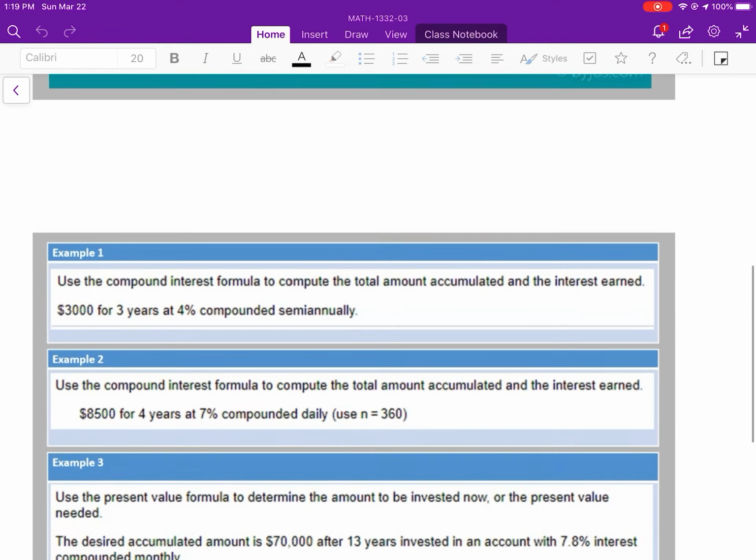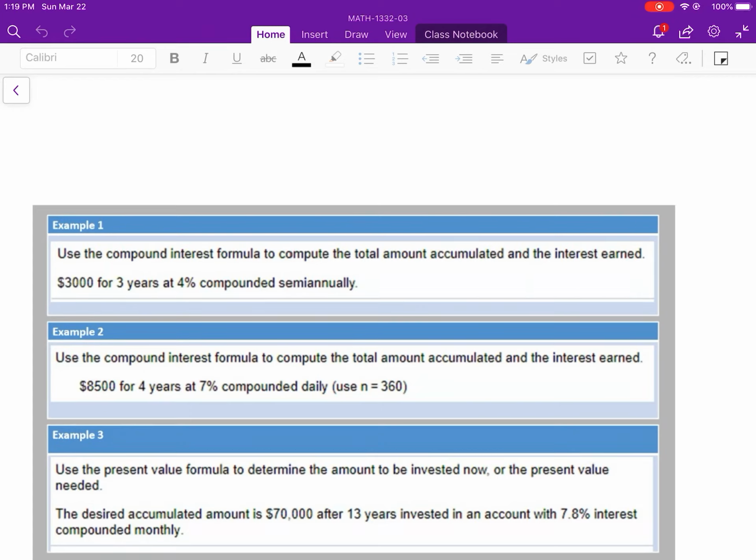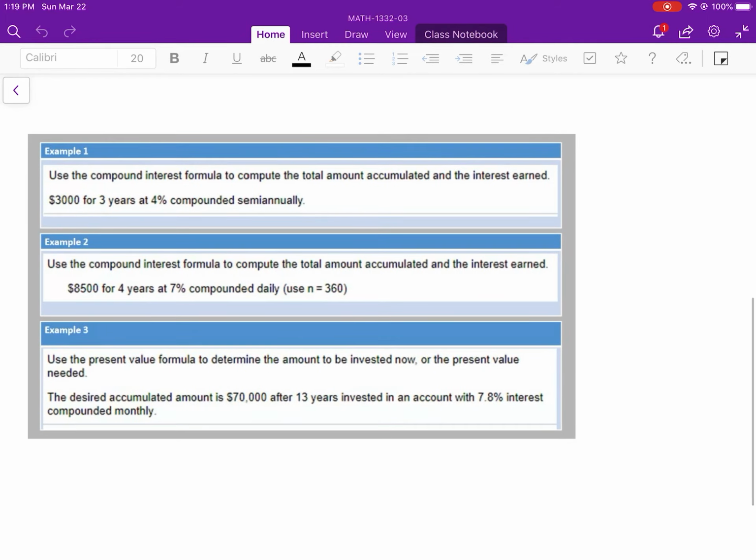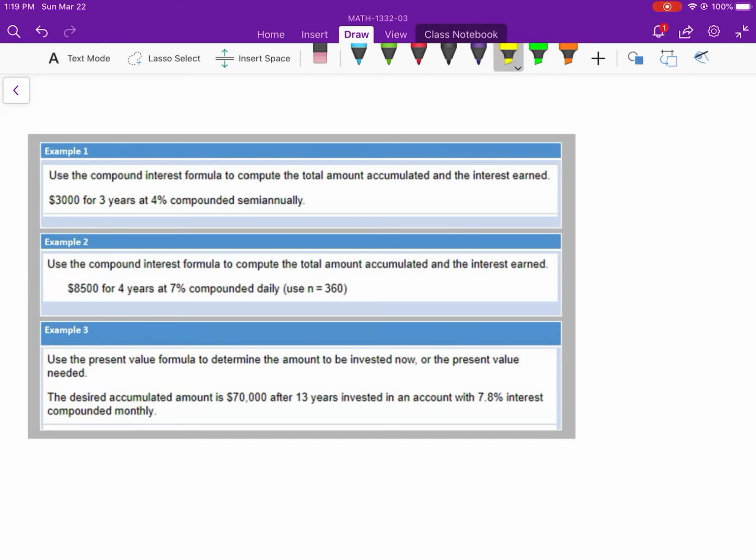Alright, so let's jump right in with a couple examples here. Example number 1, we're going to use the compound interest formula to compute the total amount accumulated and the interest earned. So we actually have two answers here that we need to find. Not only do we need to find the total amount accumulated, we also need to find the interest earned.